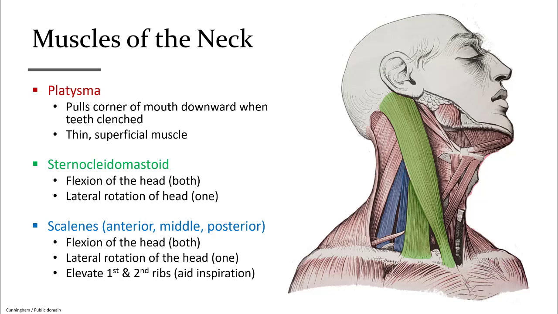Scalenes are deeper muscles that attach to the first two ribs. Scalenes can flex the head to the side or be used for inspiration to help elevate the upper two ribs and aid in lung inflation.